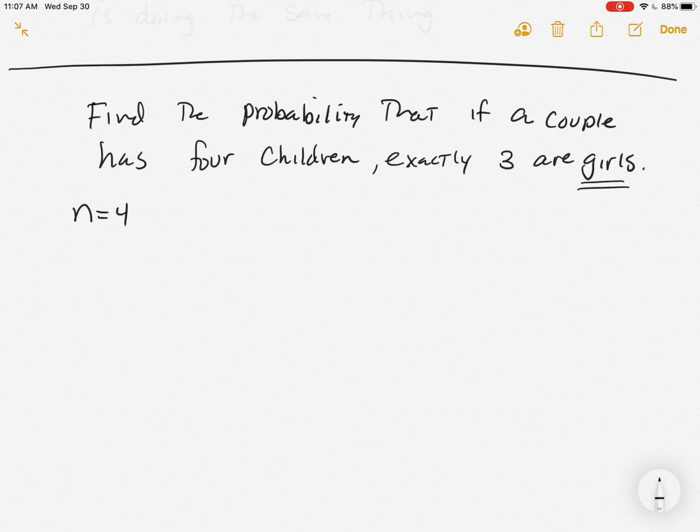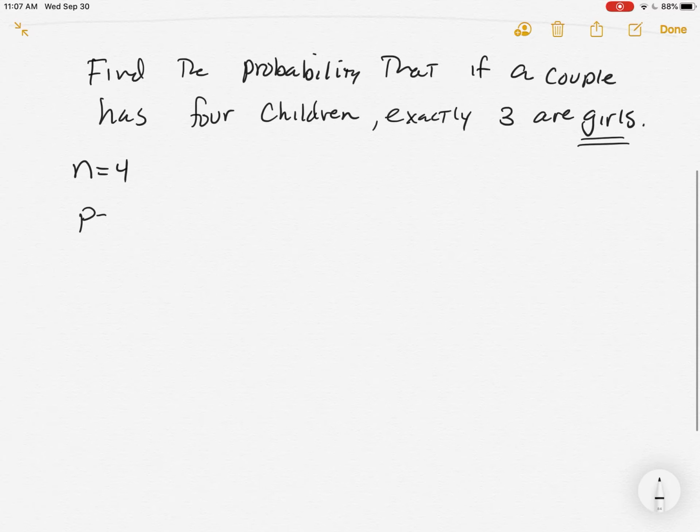Next, the trials are independent. When you have a girl on the first birth, does that make you more or less likely to have a girl on the second? The answer is no. So what is the probability of getting a girl? Well, boys and girls are equally likely. It's 1/2. So the probability of success is 1/2. The probability of getting a girl is 1/2. Okay, awesome.